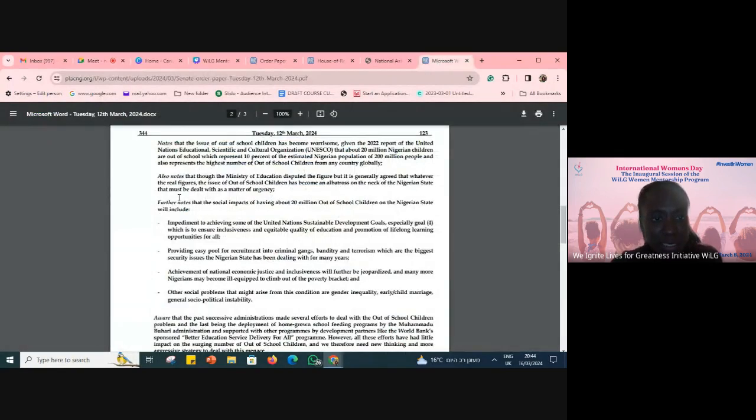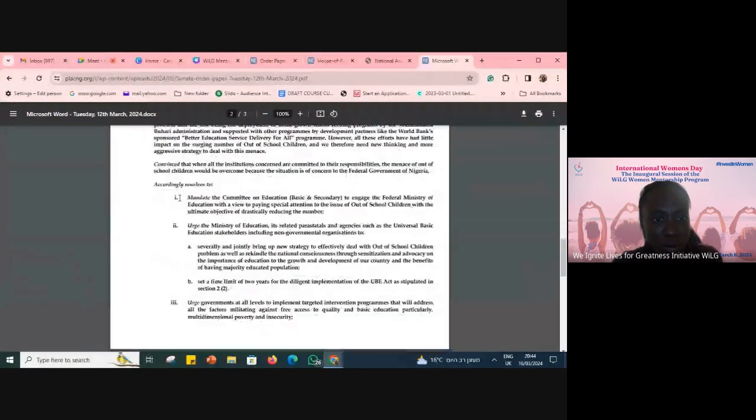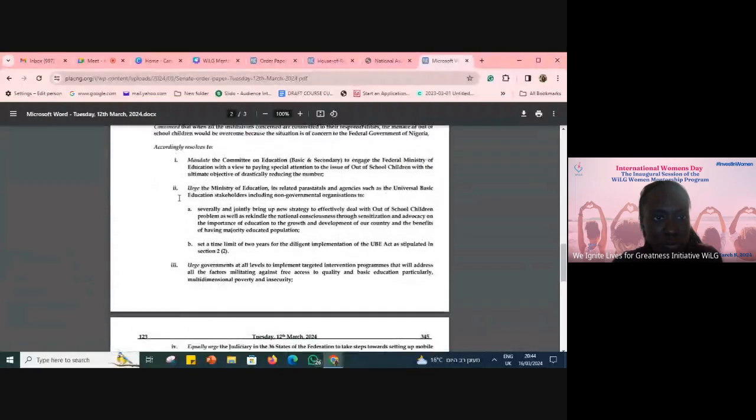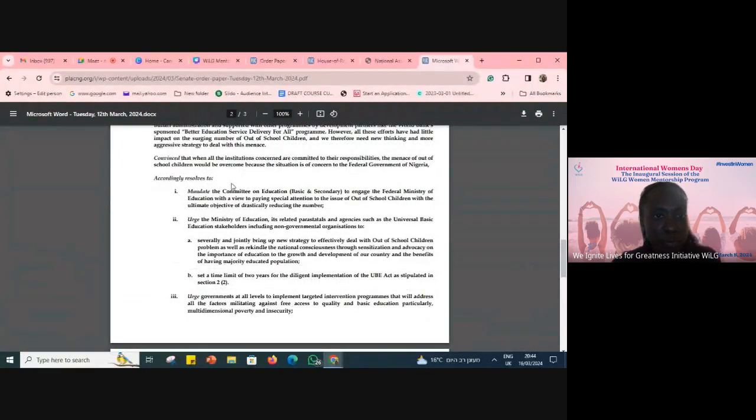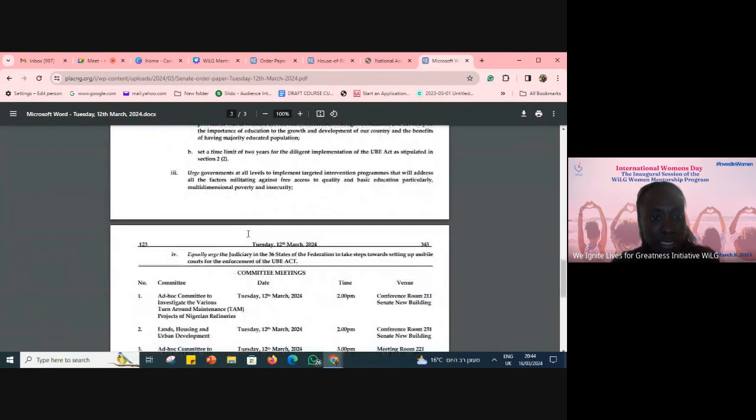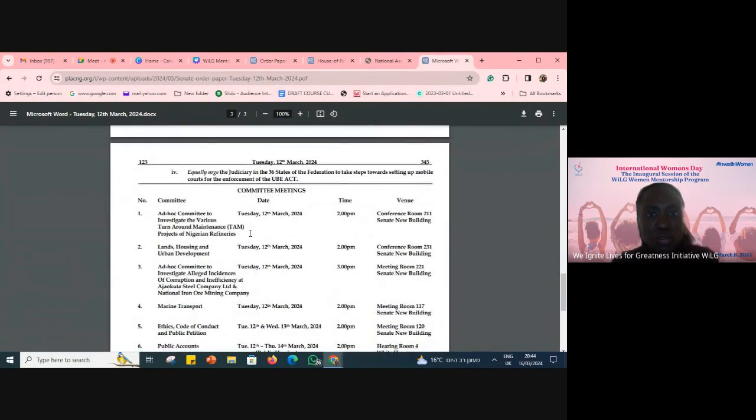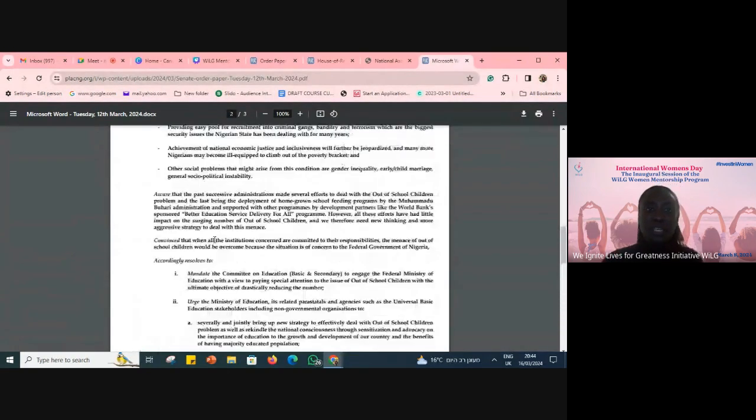So you can see that the Senate one thing I want to also state with the Senate is that they use a different format. For the House of Assembly, they use resolves. Here they use accordingly resolves to, and then they put down all the things that they want to do. So like I was stating earlier, you see committee meetings, yeah, here they are.